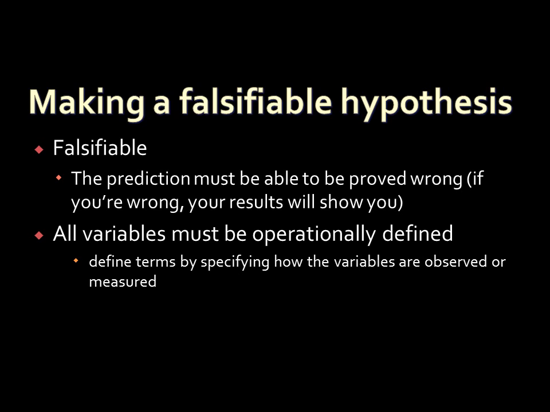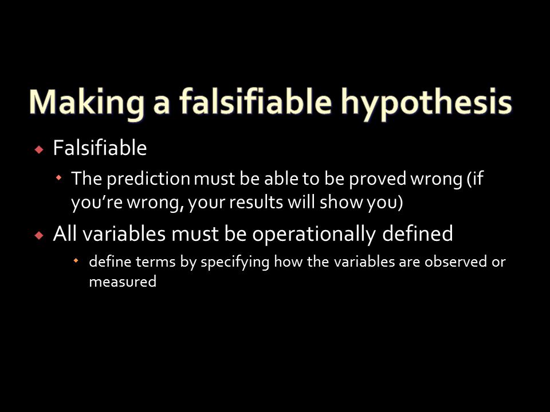And for this to be the case, all of the variables in the study have to have an operational definition. And an operational definition is simply a definition in terms of how the variable is going to be measured. So if we say that we're going to measure blood pressure, then we need to understand what are the units of blood pressure, and that's how we're going to define blood pressure.